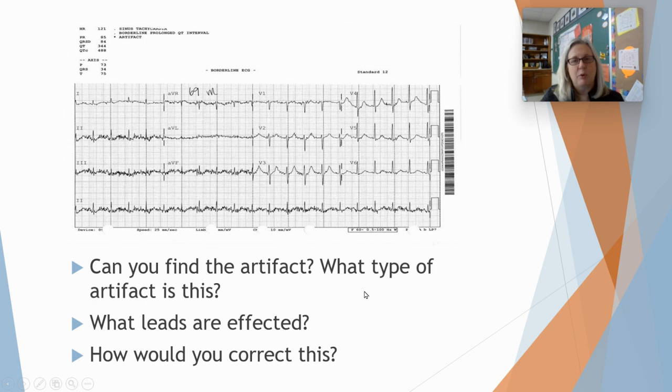You correct this by either moving the leads off a tense place, having them relax. You may have to move it off the limbs and make it modified if they have tremors. Okay, so it might be just a moving of some stickers. Should be pretty simple.